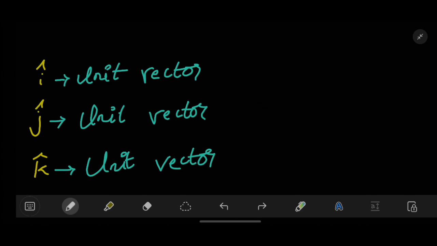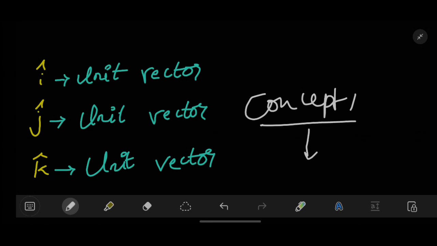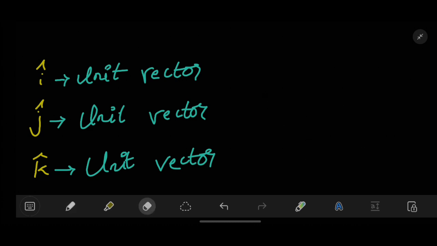In the first concept we have discussed the types of vectors, where I have told you what a unit vector is as well. A unit vector is a vector whose magnitude is 1. These things we already discussed in concept 1, so check out the concept 1 video which is in the description. Now let's come back here.